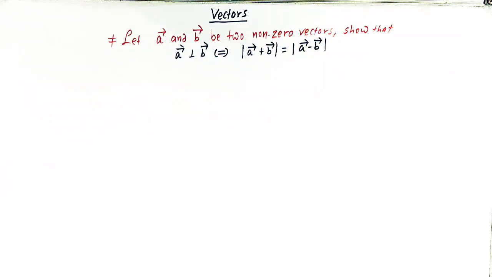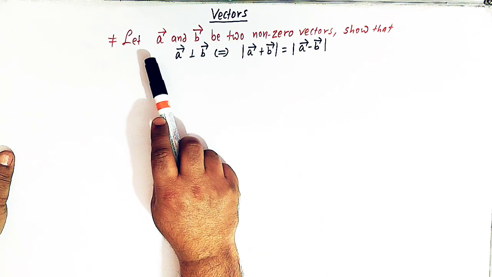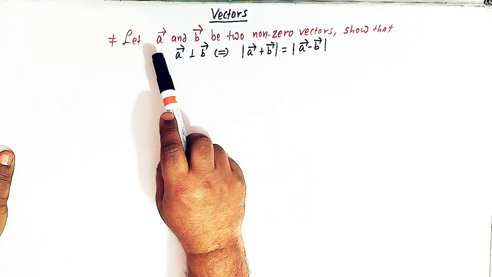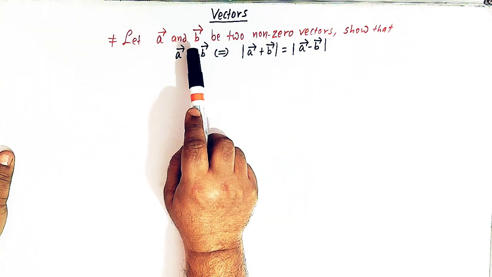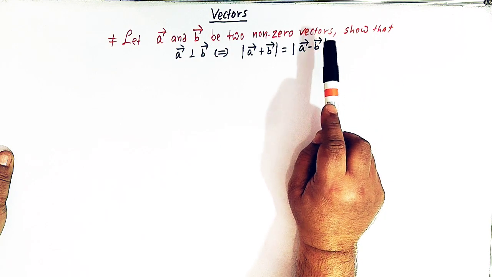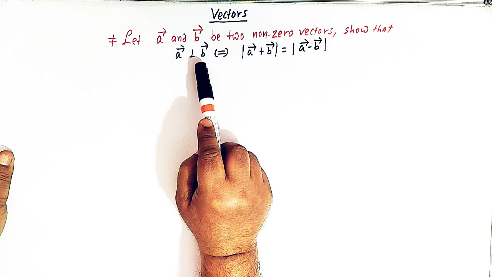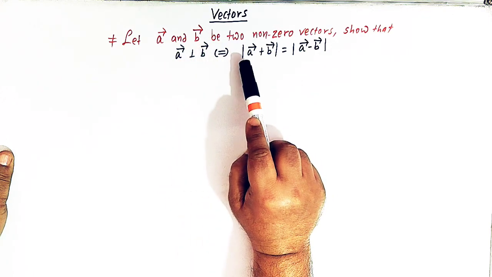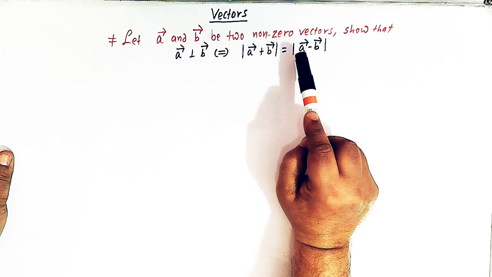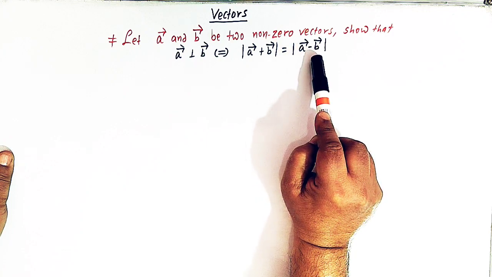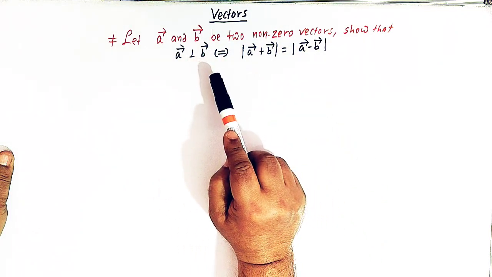Hello, viewers. In today's session, we are going to discuss a very important and conceptual problem from vectors, right? Here we are given two non-zero vectors, vector A and vector B, and we have to show that if vector A is orthogonal or perpendicular to vector B, then the magnitude of A plus B is equal to the magnitude of A minus B, and vice versa, right?